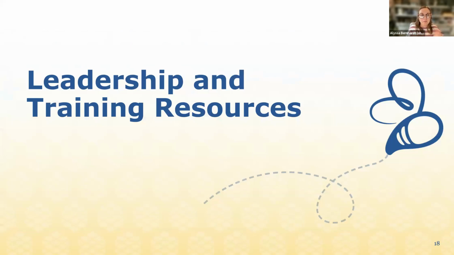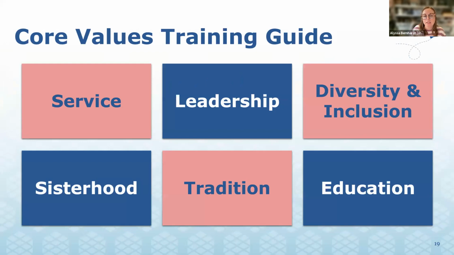All right, let's talk about leadership and training resources. Some of these you probably already know about, but we're going to cover them just in case. So Omega Phi Alpha has 6 core values. They are seen on the screen here. And a couple of years ago, we started receiving some questions from our members about, well, we say this is our value, but what do we mean by this? What do we mean by this core value?